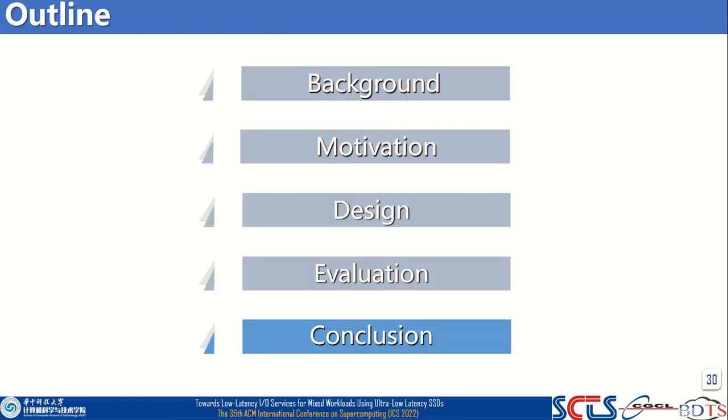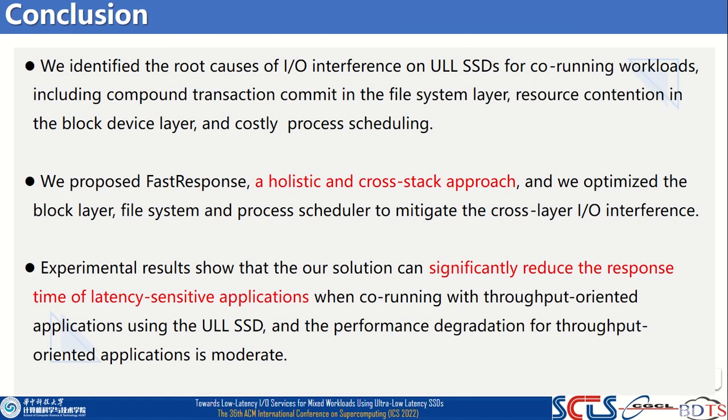Finally, a summary of our work. In this paper, we identified the root causes of I/O interference on ULL SSDs for co-running workloads, including compound transaction commit in the file system layer, resource contention in the block device, and costly process scheduling. To solve the cross-layer I/O interference, we propose FastResponse, a holistic and cross-stack approach, and we optimize the block layer, file system, and process scheduler to mitigate the cross-layer I/O interference.